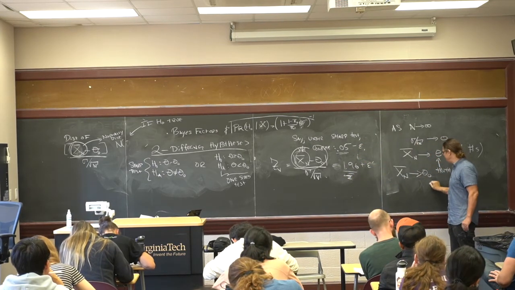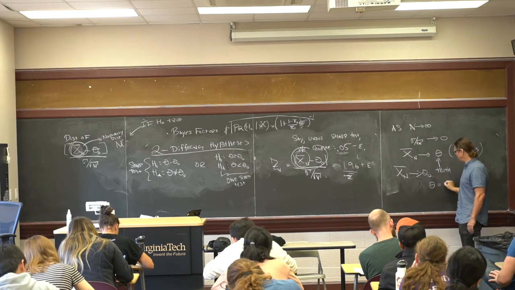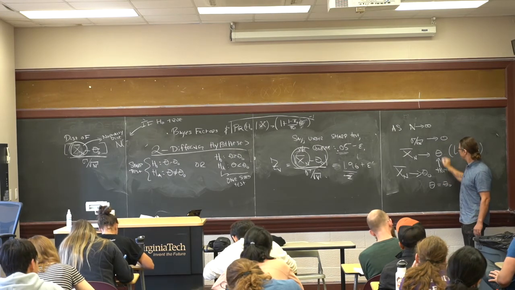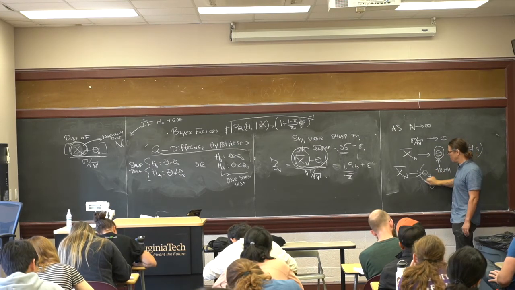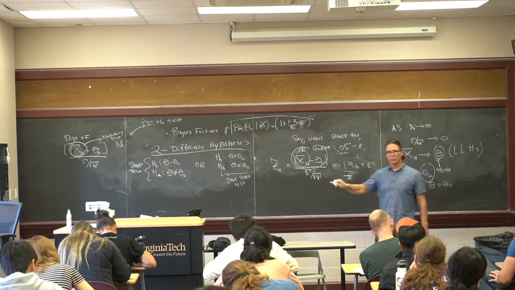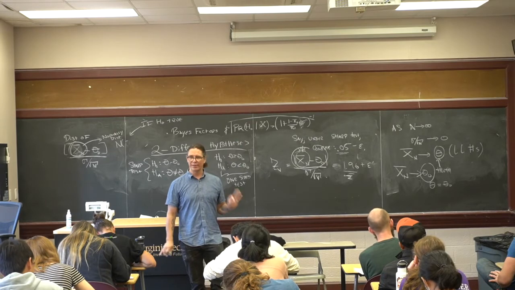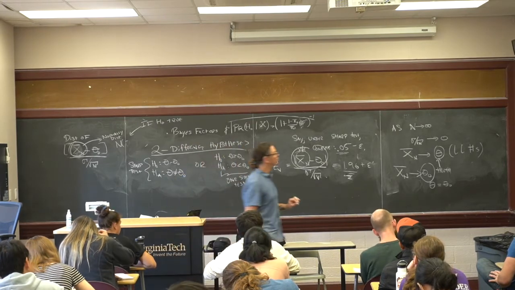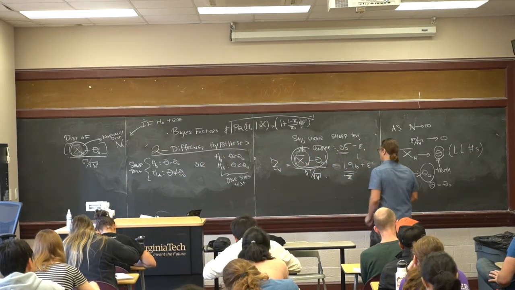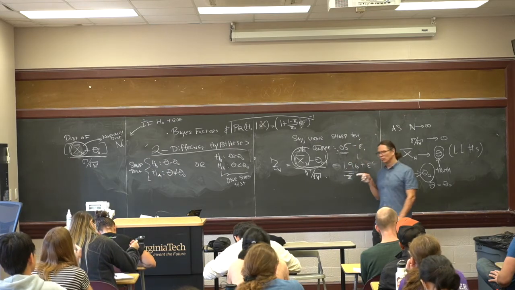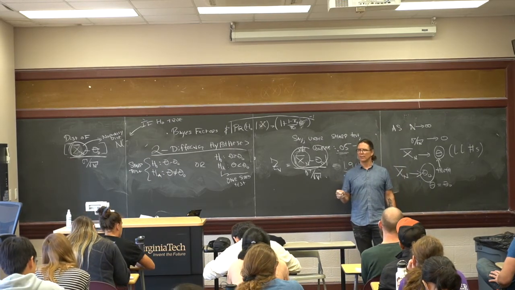So what does that mean? Theta is equal to theta naught. So that goes to the truth. That goes to theta naught. So if you have a p-value of 0.05 and n is huge, then it means that theta is really close to theta naught.